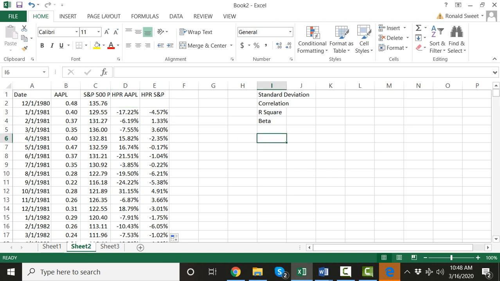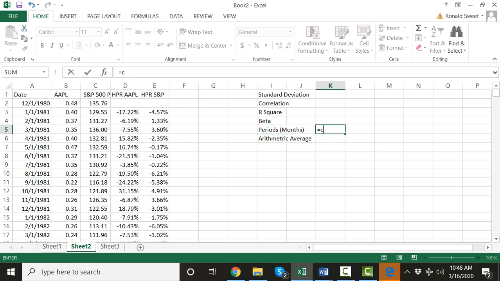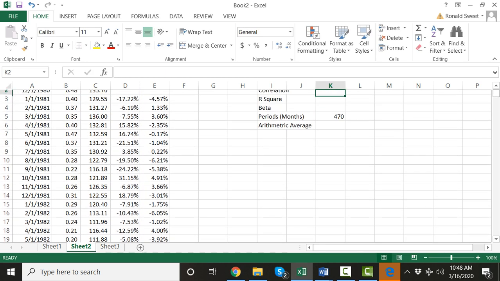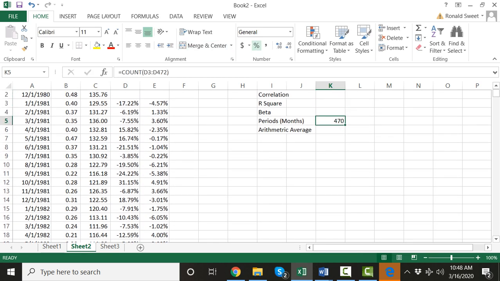And let's do the arithmetic average. So there's 2 ways to do it. Let's see how many periods that we have. How many months do we have? So I'm going to use the equal count function. So we have 470 months.